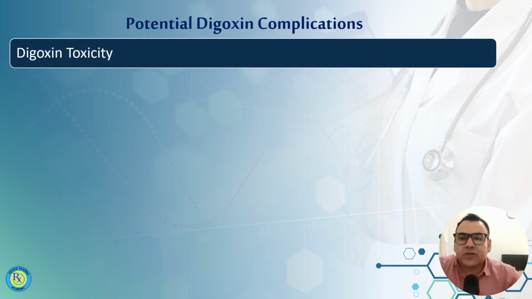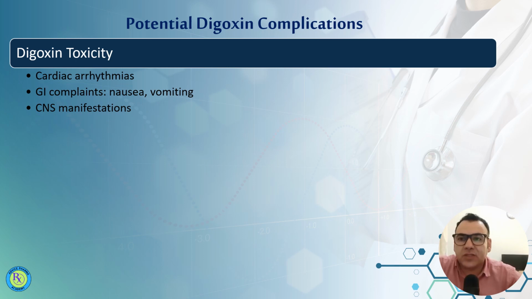In elderly, the preferred dose is 0.125 because of impaired renal function. What are the complications of digoxin? As we mentioned, toxicity. Digoxin has a high chance of toxicity, especially cardiac arrhythmia, because it affects cardiac conduction. GI complaints are the first symptom that a patient can experience, such as nausea and vomiting. So if a patient comes to the emergency department with nausea and vomiting and is on digoxin, you need to suspect digoxin toxicity. CNS manifestations like drowsiness and seizures may also happen.